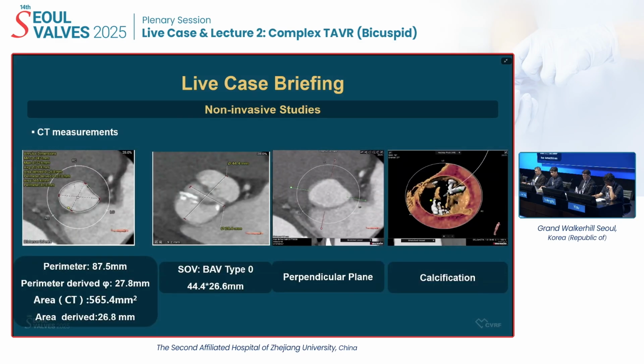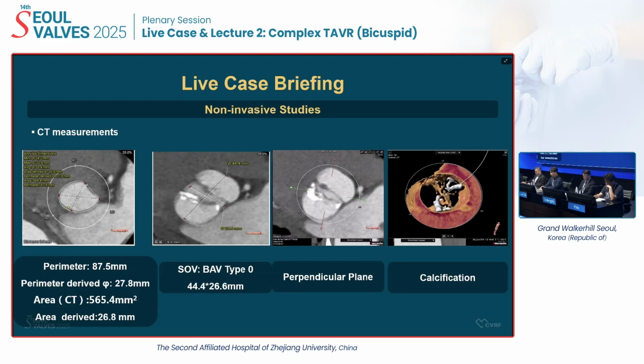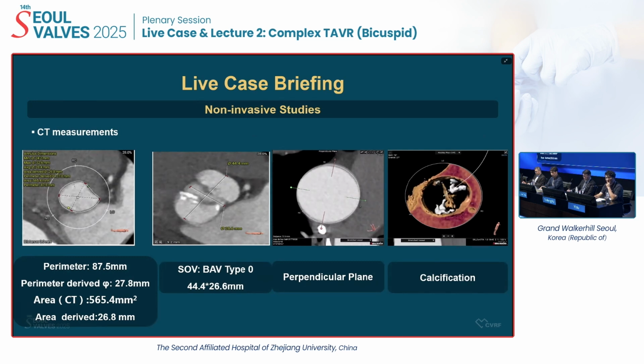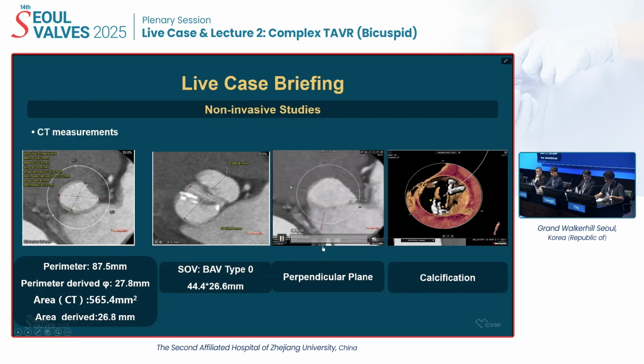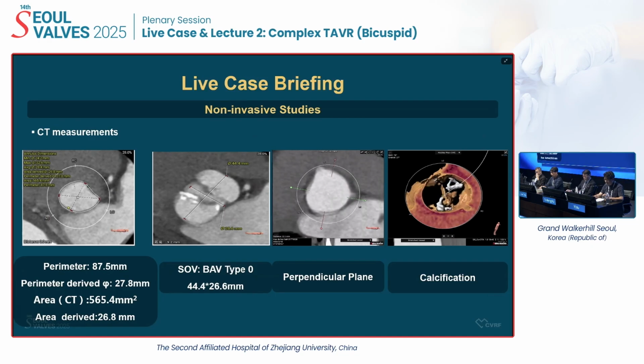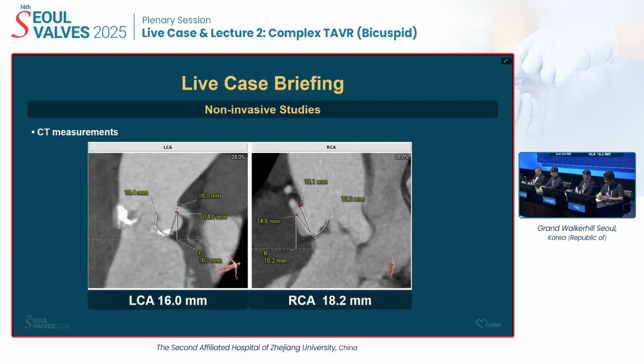Yeah, we can see right here the patient has a typical type 0 bicuspid valve, and also we can see the calcification on the left coronary side. The area of the valve is about 565 millimeter square, and the perimeter is 87.5. The coronary height is good.